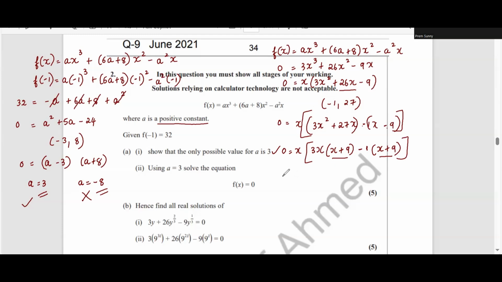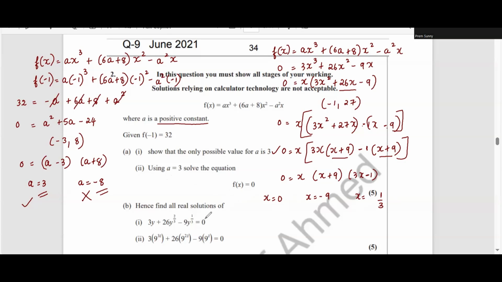So we have 0 equals x into (x plus 9) into (3x minus 1). We will get x as 0, x as minus 9, and x as 1 over 3. So now we have the x values here. We solved the second subdivision as well.